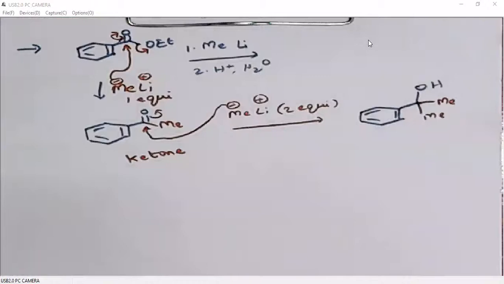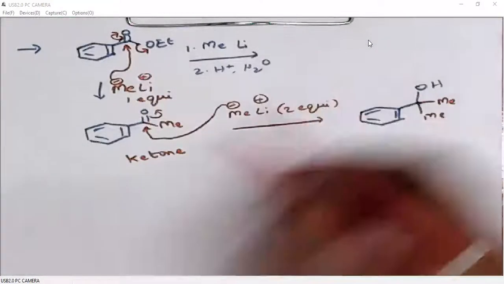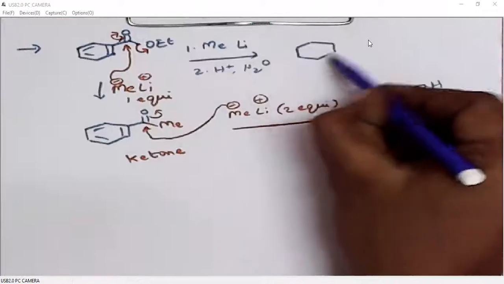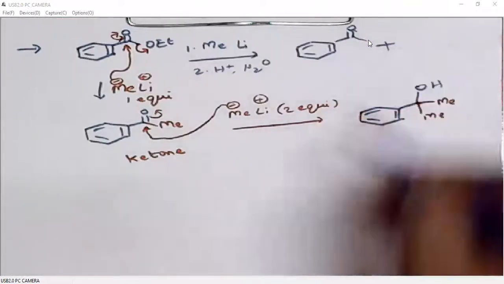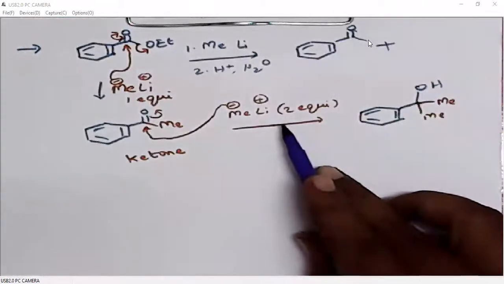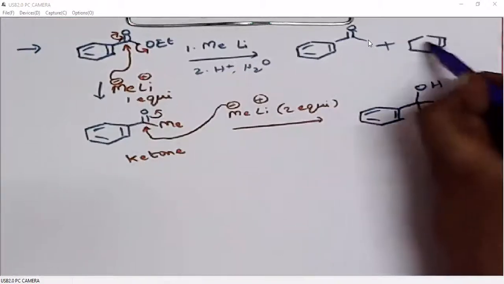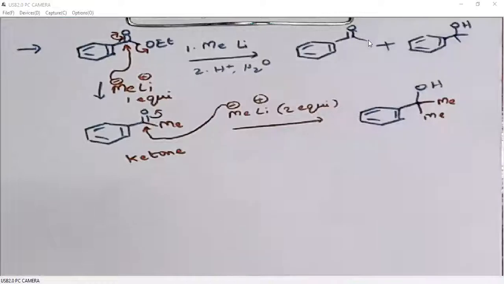That means when we use one equivalent of alkyl lithium to react with an ester, the product is a ketone, and when we use two equivalents of alkyl lithium to react with an ester, we will end up with a tertiary alcohol.